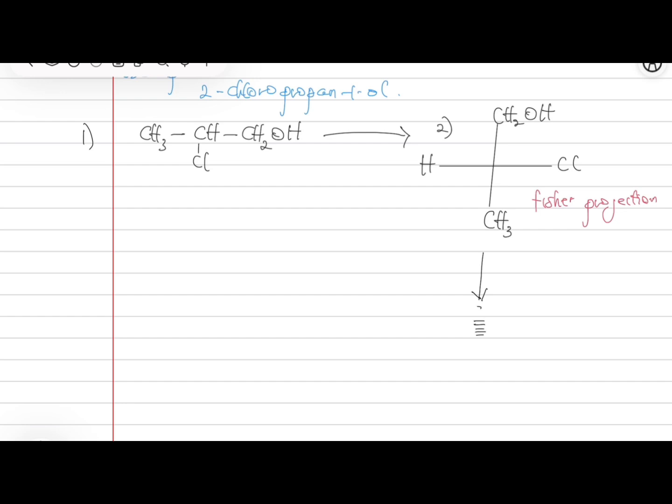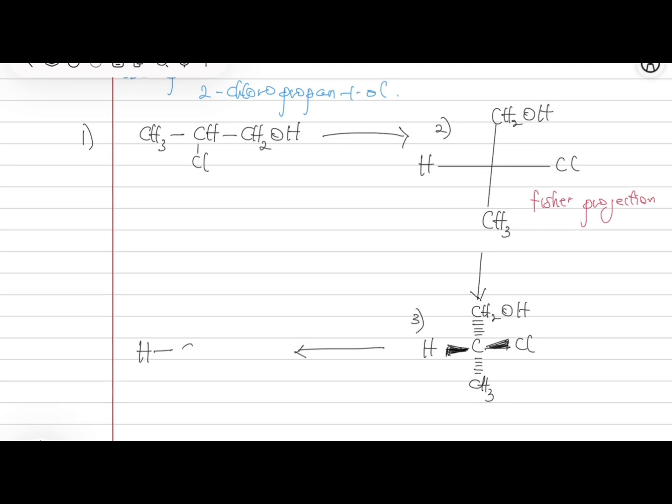The third step is to convert the vertical substituents at the chiral center to dash, while the horizontal substituents attached to the chiral center are converted to wedge. In the fourth step, we change one of the wedges and one of the dashes to a straight line. It doesn't matter which one you change, you will still arrive at the right answer.